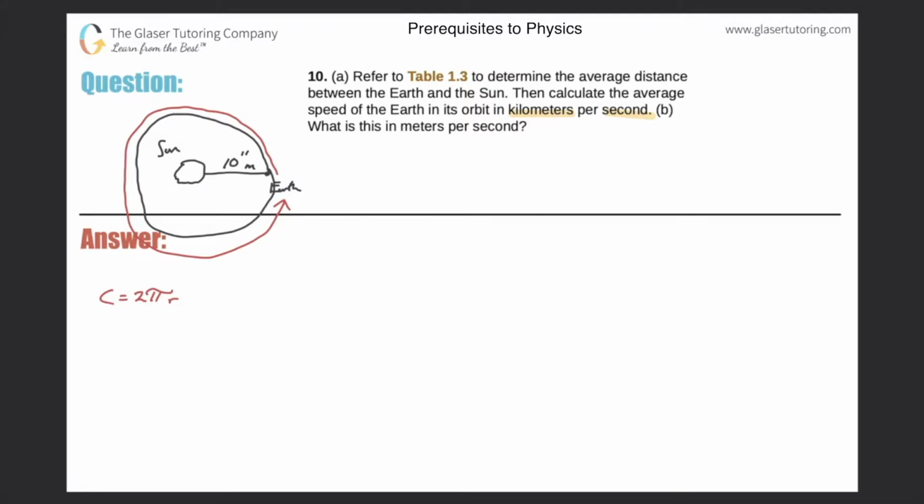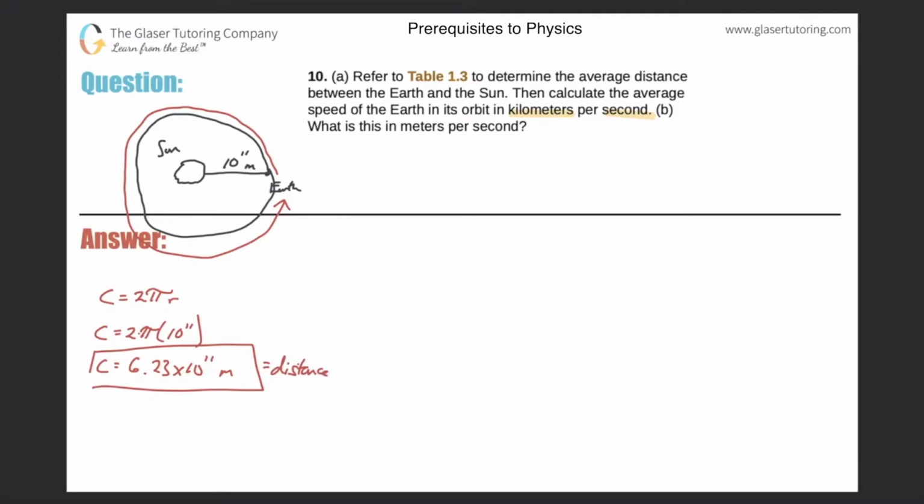So let's calculate that first. Circumference will equal 2 times pi times the radius, which was 10 raised to the 11, and by the way, that's in meters. So the circumference of the orbit is going to be 2 times pi times 10 raised to the 11. Hold on, I just plugged it in improperly. 2 times pi times 10 raised to the 11. Okay, here we go. So it works out to be approximately 6.3 times 10 to the 11 meters. That is going to be the distance that the Earth travels. So this equals the distance.